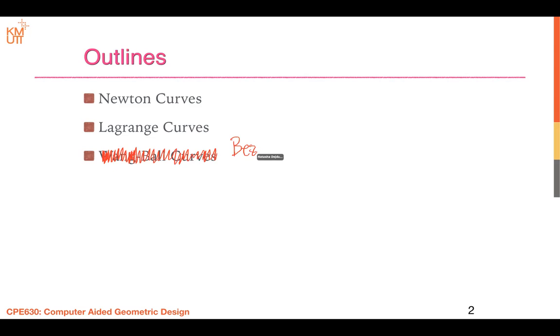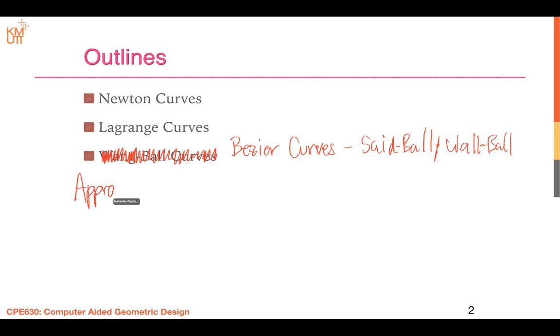Okay, Bezier curve. And we have already studied Bezier curve, Said-Ball curve, Wang-Ball curve. These are what you call approximate curves. Why do we call this? The reason that we call this an approximate curve is because if you define the control points, for this example, this is a cubic ball curve, a cubic curve. But we don't know yet whether it is Bezier or Said-Ball or Wang-Ball.